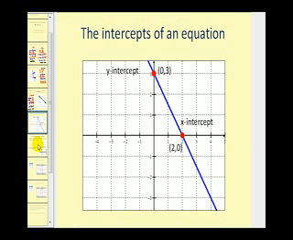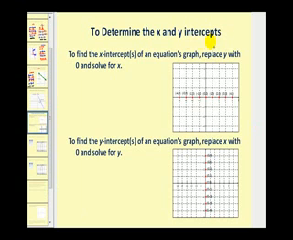Remember that the x-intercept is where the graph crosses the x-axis, and the y-intercept is where the graph crosses the y-axis. To determine the x and y-intercepts, notice that any point on the x-axis has a y-coordinate of 0.